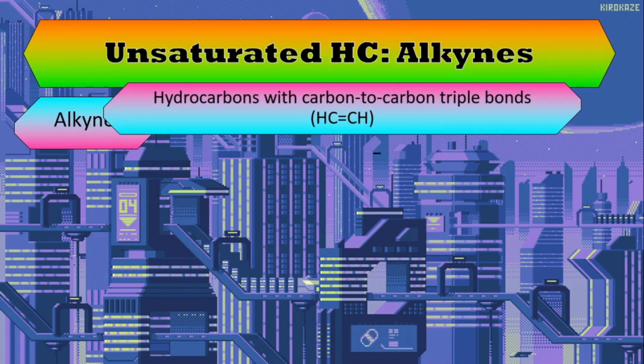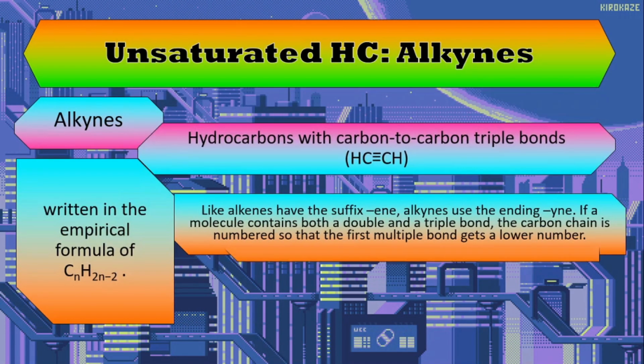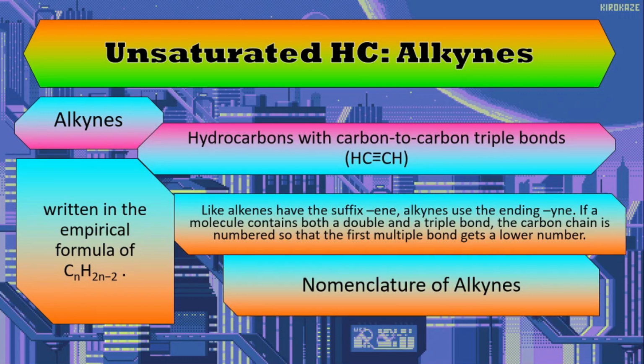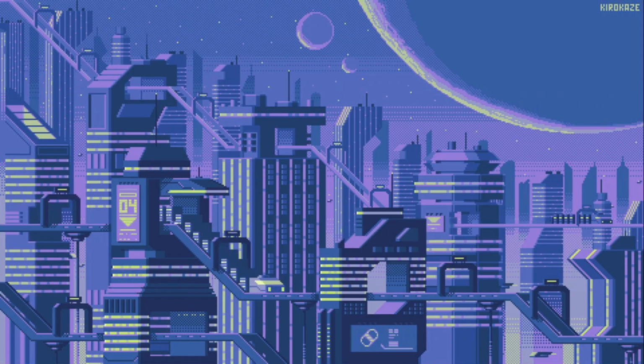Unsaturated hydrocarbons, alkynes. Alkynes are hydrocarbons with carbon-to-carbon triple bonds. Its general formula is CnH2n-2. Like alkenes, which have the suffix ene, alkynes use the ending yne. If a molecule contains both a double and a triple bond, the carbon chain is numbered so that the first multiple bond gets the lower number. So, let's take a look at the nomenclature of alkynes.